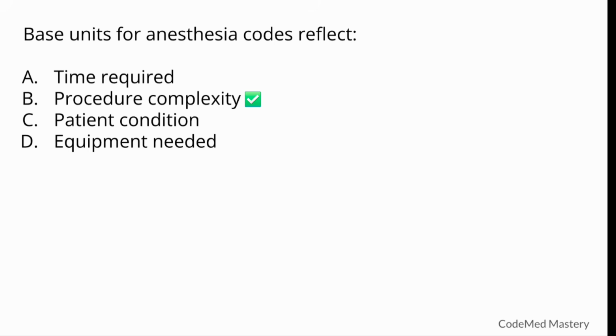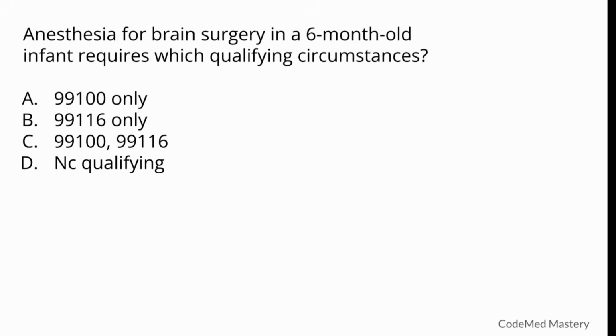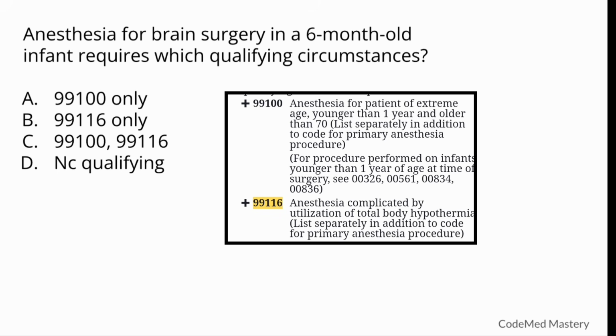Next question. Anesthesia for brain surgery in a 6-month-old infant requires which qualifying circumstances? Option A, 99100 only. Option B, 99116 only. Option C, 99100 and 99116. Option D, NC qualifying. 99100 is for anesthesia for patient of extreme age, younger than 1 year and older than 70.